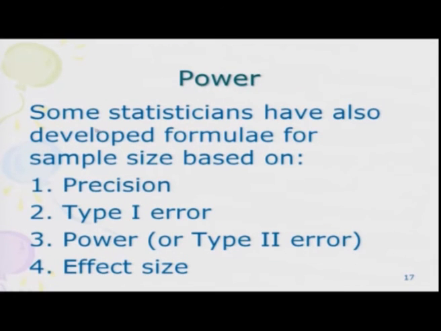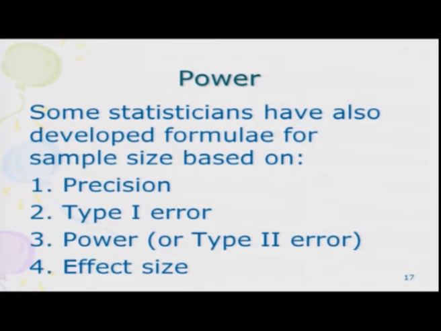Power of the test I mentioned is related to type 2 error or beta. Some statisticians have also developed formulae for sample size based on precision, type 1 error as well as type 2 error, and effect size. The effect size is not a new thing. Effect size is what I represent by D.